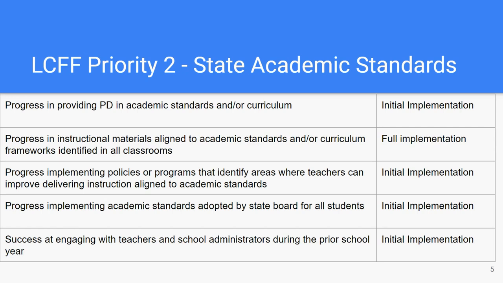Priority Area 2 focuses on academic standards. In this area, we evaluate the progress in providing PD on academic standards, progress in instructional materials aligned to the standards, progress in implementing policies or programs identified for improvement on instructional materials aligned to academic standards, progress in implementing academic standards adopted by the State Education Board, and success at engaging teachers and administrators during the prior school year. In most of these areas, MJUSD is considered to be at the initial implementation phase.